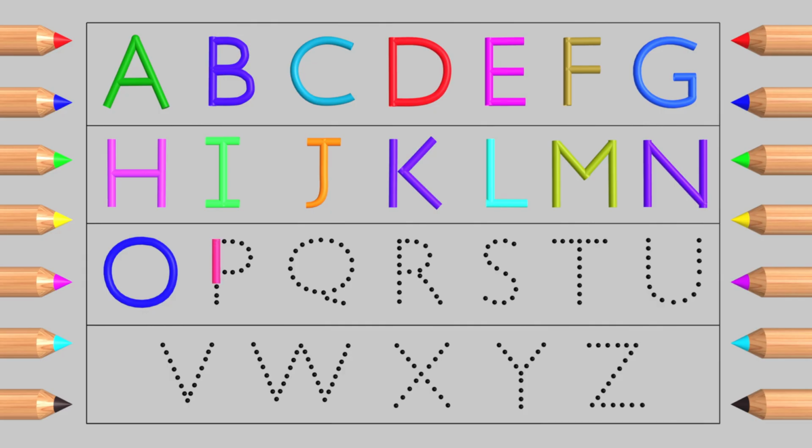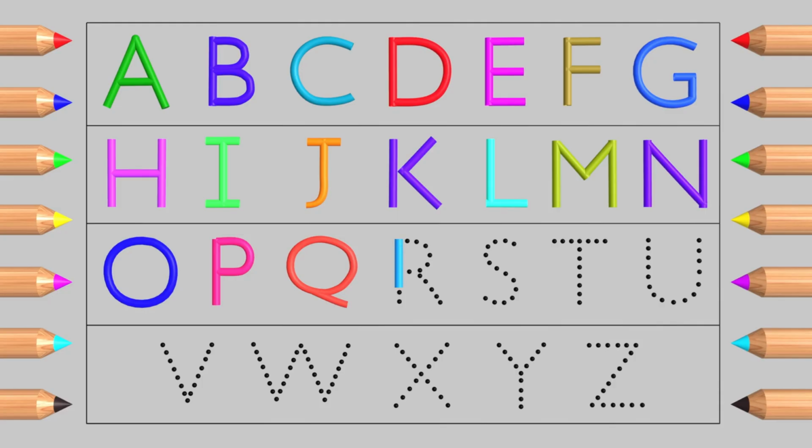This is uppercase P. One line down, one curve on top. Q. This is uppercase Q. A big circle with a small tail.